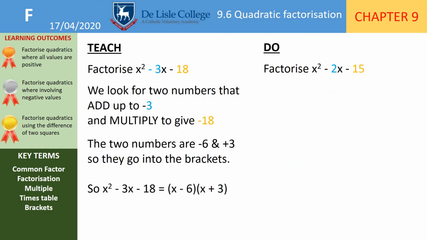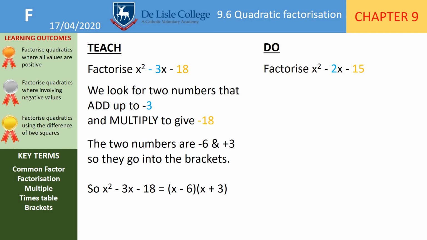Here's another example. Factorise x squared minus 3x minus 18. We look for two numbers that add up to minus 3, that's the coefficient of x, and at the same time they multiply to give us minus 18. Those two numbers are minus 6 and plus 3, so they're the numbers that go into the brackets. So x squared minus 3x minus 18 is x minus 6 times x plus 3.